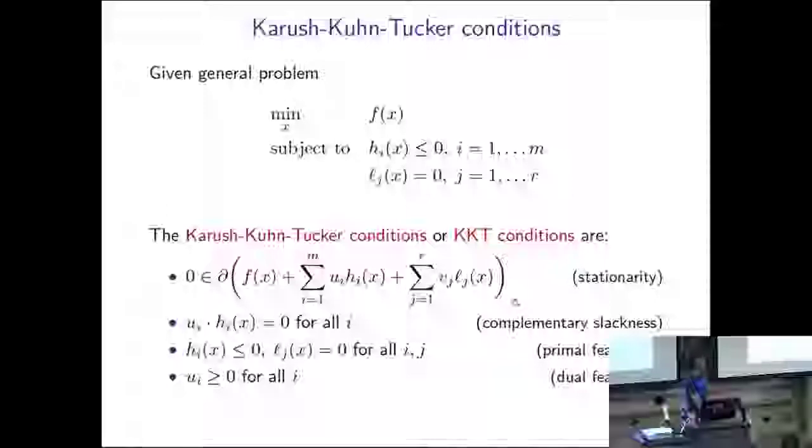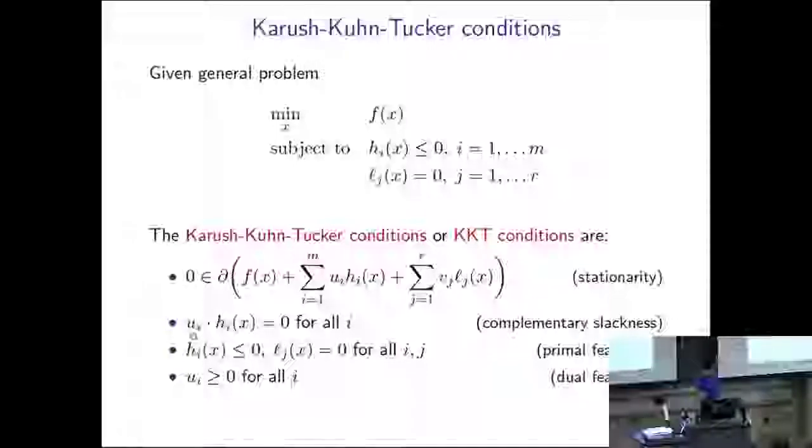The first is called the stationarity condition, which says that if we take the Lagrangian, and we take a subgradient of the Lagrangian with respect to x, so maybe I should have written an x, just to be clear. This is a subgradient with respect to x of the Lagrangian function. This has to contain 0. That's called stationarity.